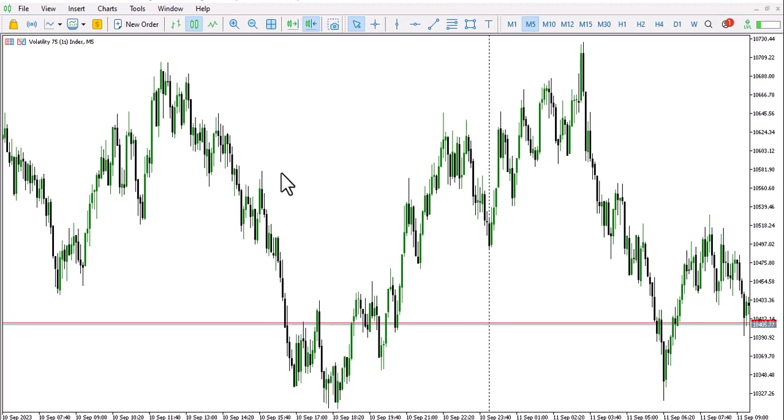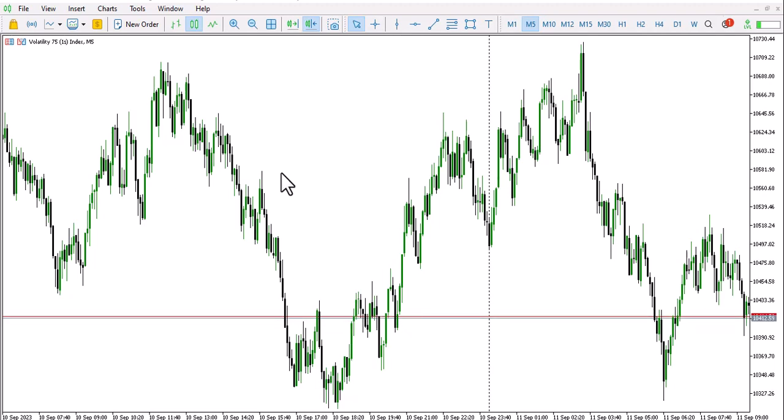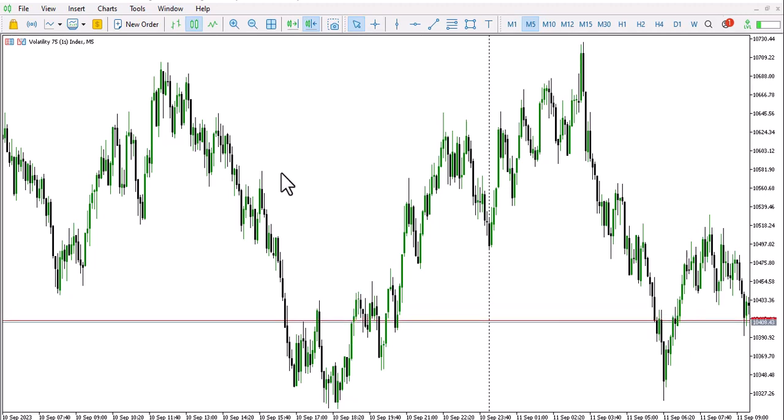So what we are going to be doing here is looking at the V75 1s and V50 1s charts on the M5 time frame. I see a lot of you guys asking me, what is the best time frame to trade? My answer is you have to look at the strategy and apply it to the time frame that best suits it. So for this particular strategy, we are going to be using the M5 5-minute time frame, and we are going to be sticking to that.